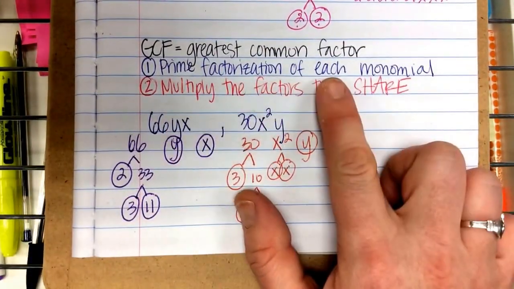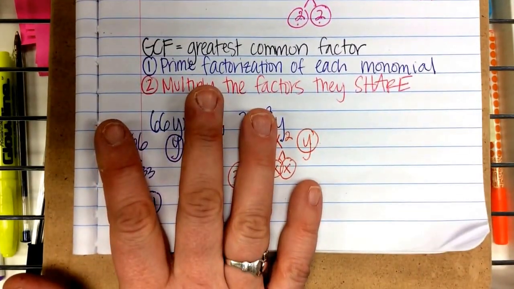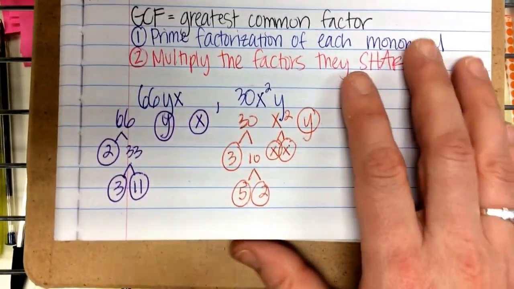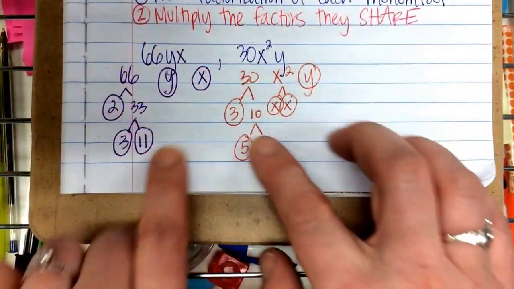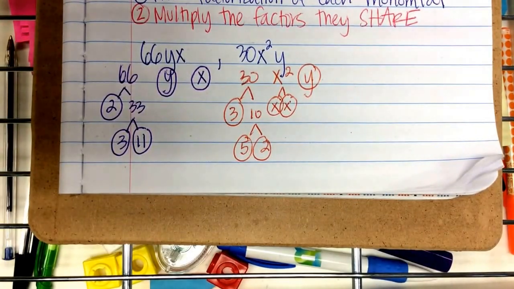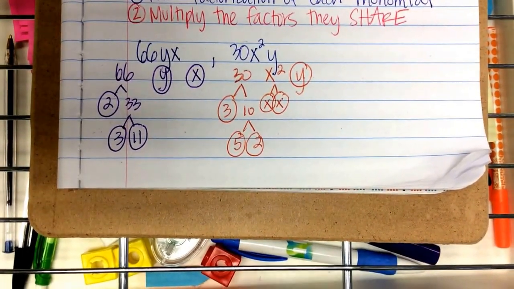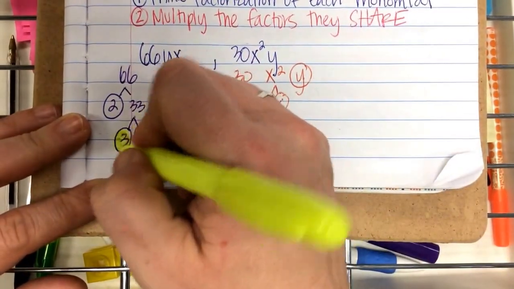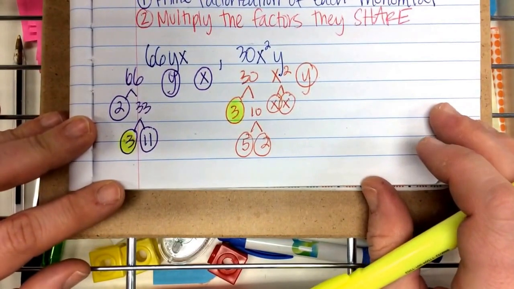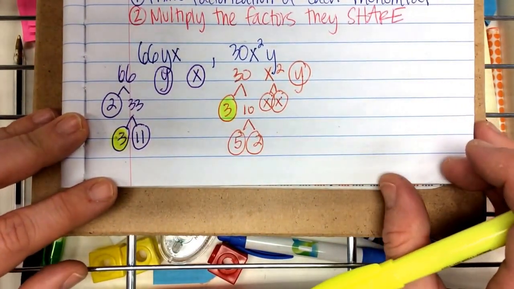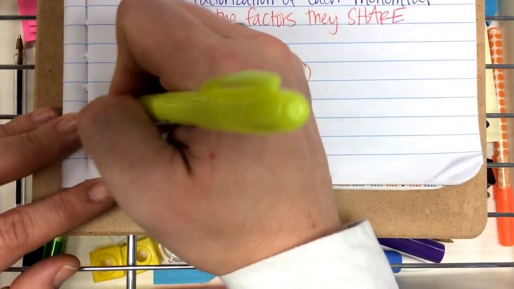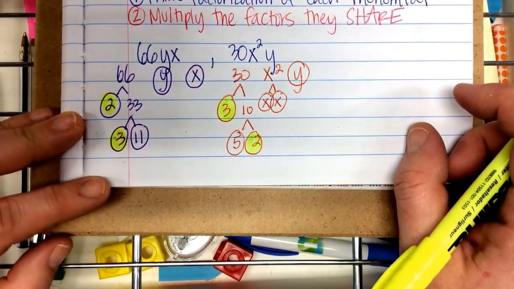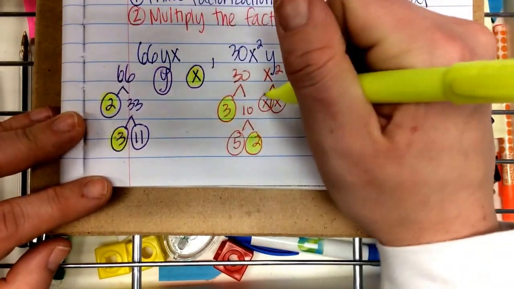You prime factor each monomial. Done. We multiply the factors they share. So if I look at the circled values, what do they share? Angelina, what's one thing they share? A 3. Do they share anything else? Who can tell me? Jesse, one more thing. They share 2's that are circled. Tommy. They share an x here and an x here.